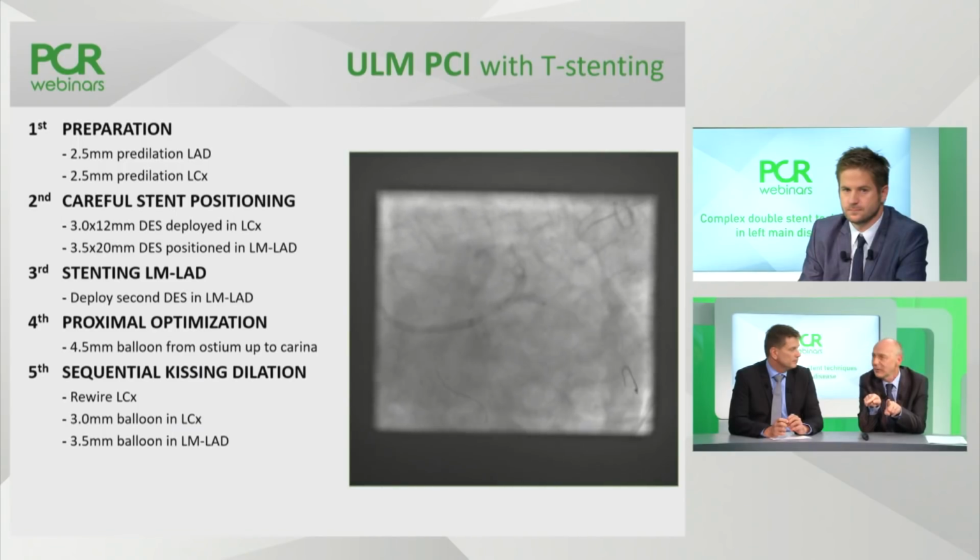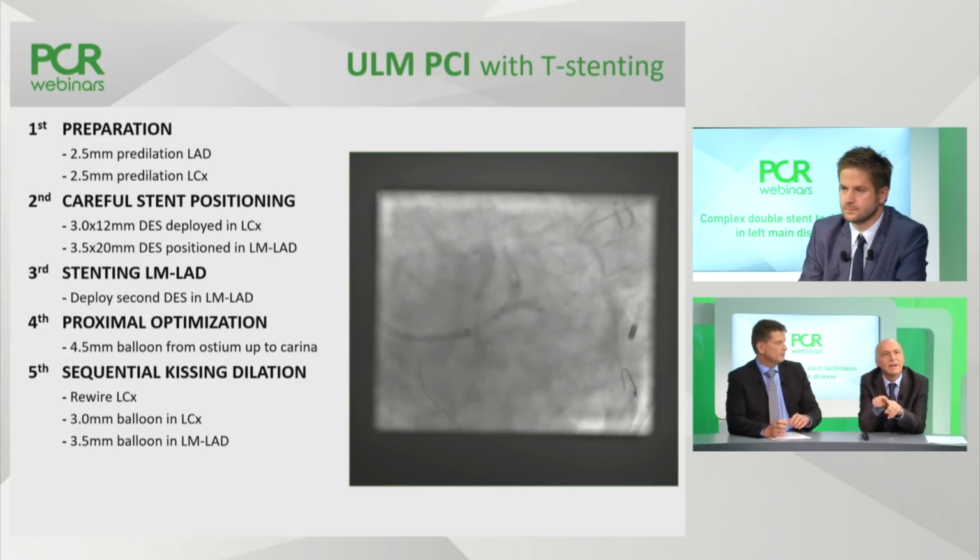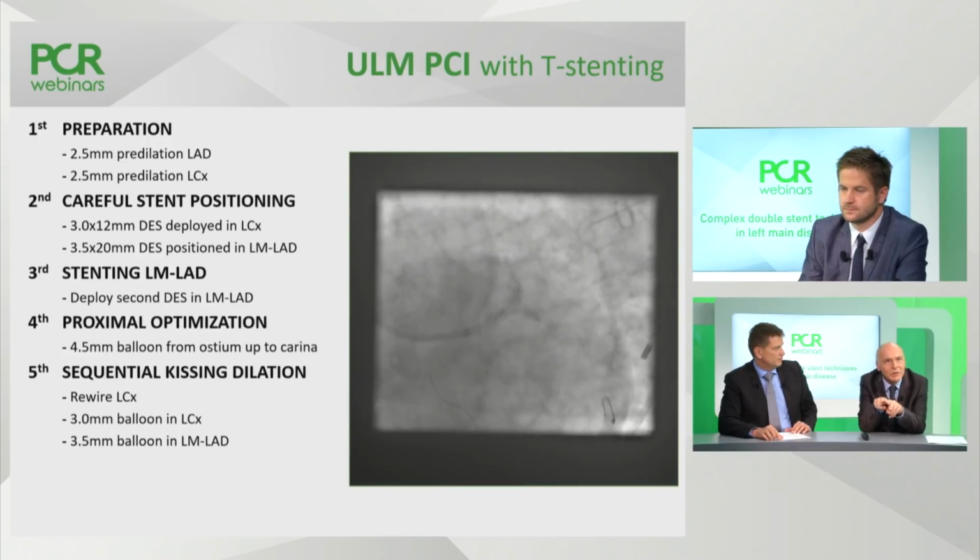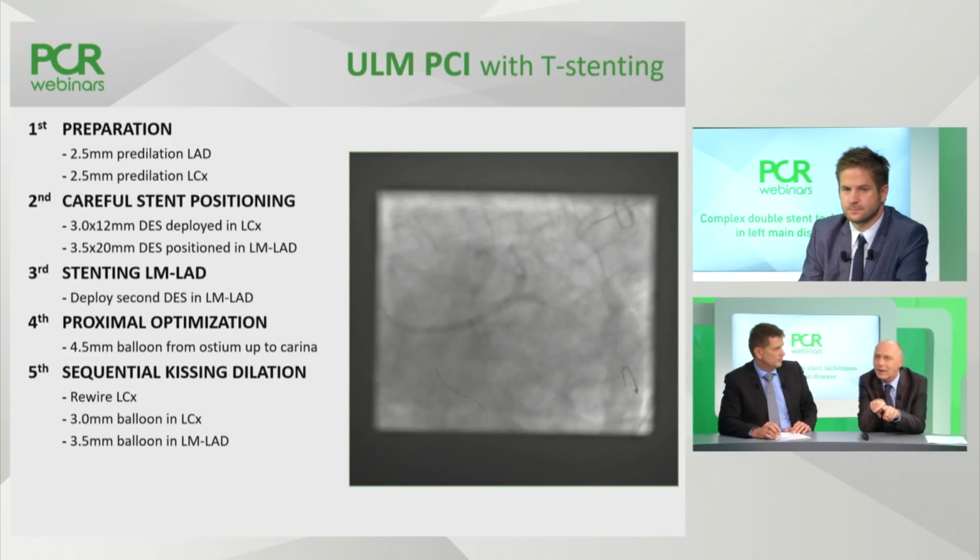And maybe I didn't emphasize enough this sequential kissing dilatation. I place the balloon in the right position, and then I first do high pressure circumflex dilatation, deflate the balloon, do high pressure LAD left main dilatation, deflate the balloon, and then I do kissing. And it's very important, in kissing I usually go maybe 6 atmospheres, not more than 8 atmospheres. And it's very important to deflate both balloons simultaneously, because you want to keep the carina really in the middle.